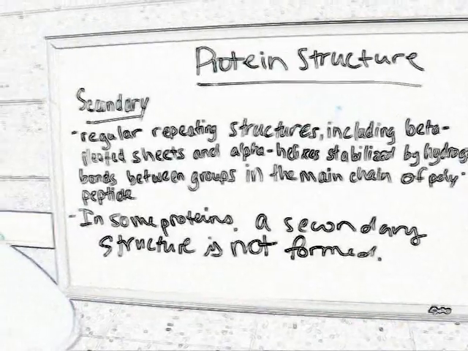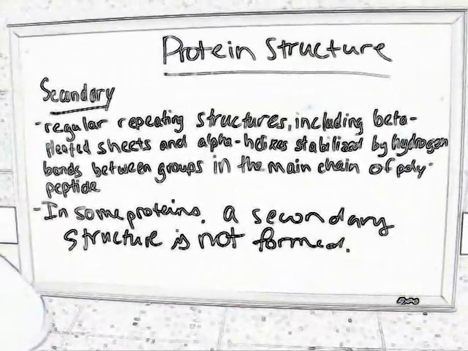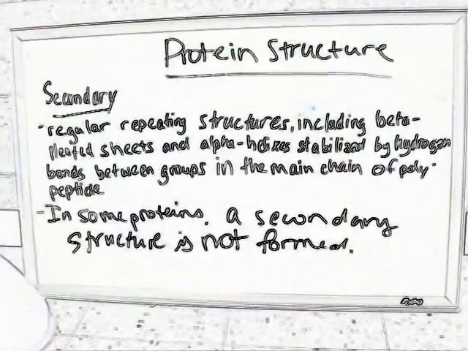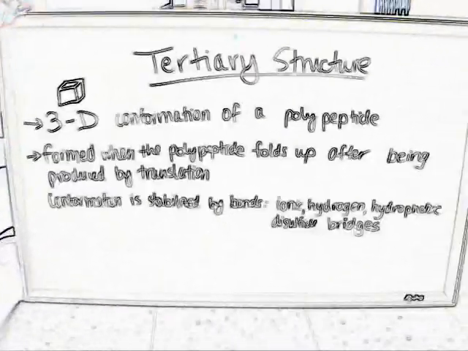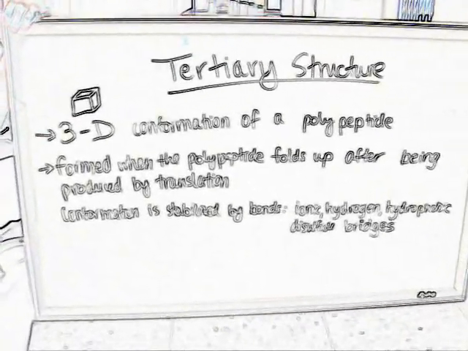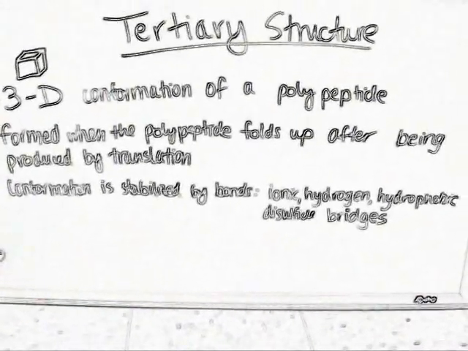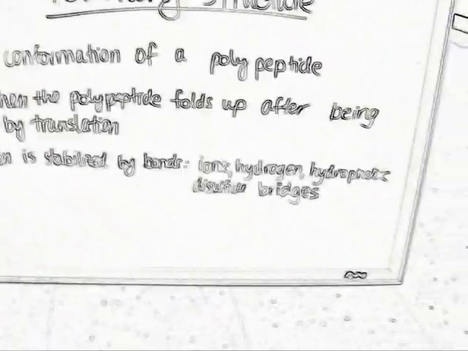The secondary structure is basically regular repeating structures, including beta pleated sheets and alpha helixes, stabilized by hydrogen bonds between groups in the main chain of polypeptides. The tertiary structure of a protein is a 3D conformation of the polypeptide, the form the polypeptide folds up into after being produced by translation. The conformation is stabilized by bonds, which are ionic, hydrogen, hydrophobic, and disulfide bridges.